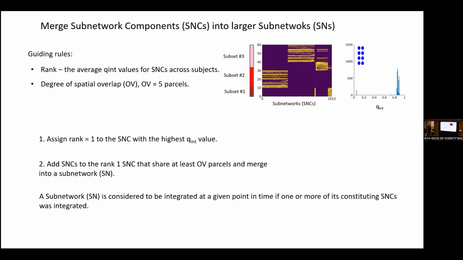Here it is 5, so you rank them and then you merge all the SNCs together that have a large overlap. And then you take them out, and so you start over again until you have included all subnetwork components into a subnetwork. And a subnetwork is considered to be integrated at any given point in time if one of its constituent SNCs that it's merged into it is integrated. So it's enough that one is integrated.